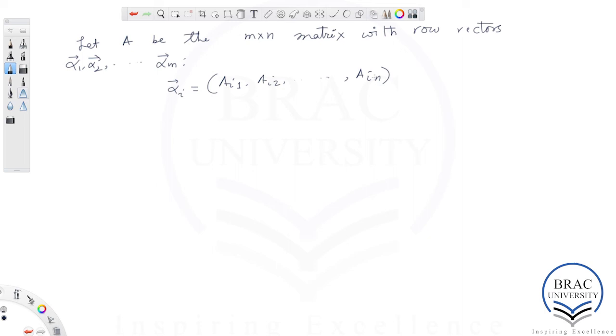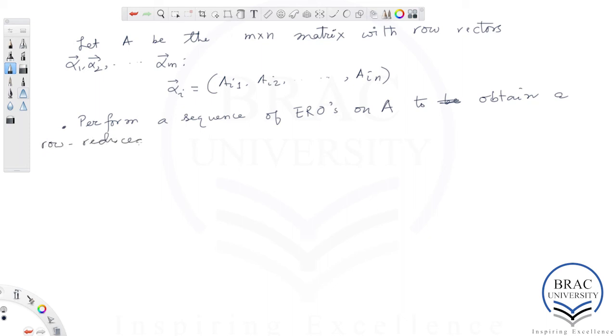Now perform a sequence of elementary row operations, EROs, on this given M times N matrix A, to obtain a row reduced echelon matrix R. That's the first thing to do, to obtain a row reduced echelon matrix R.